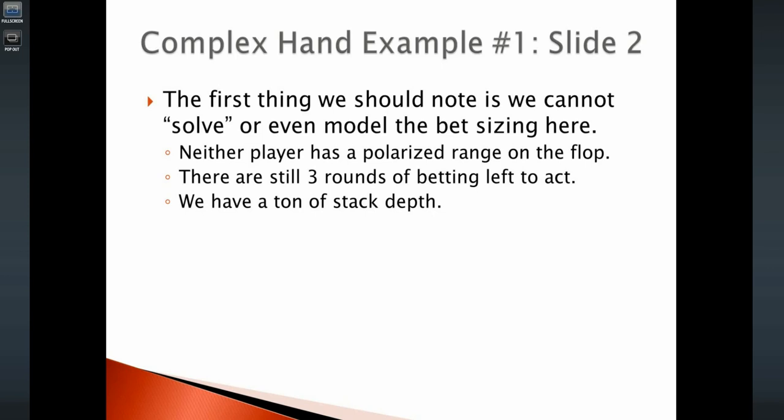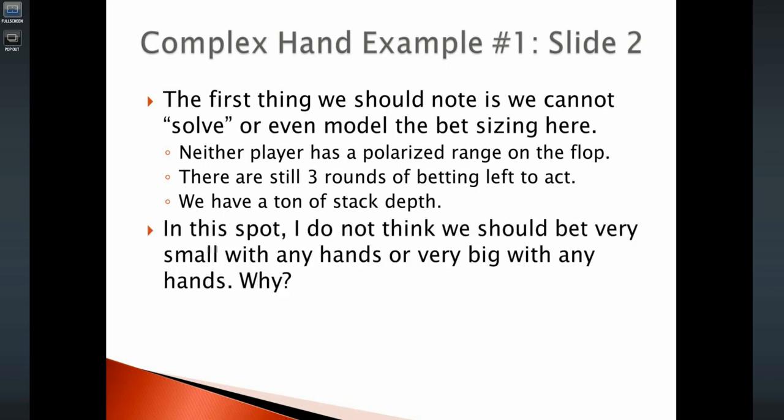If I were to say, where's your starting point for bet sizing here? There really isn't one, right? You have to understand a whole bunch of stuff really well to even begin to approach this problem, which is what we're going to do, but there's no super clear starting point where you can just jump right in. In this spot, I do not think we should bet very small with any hands or very big with any hands. Why?